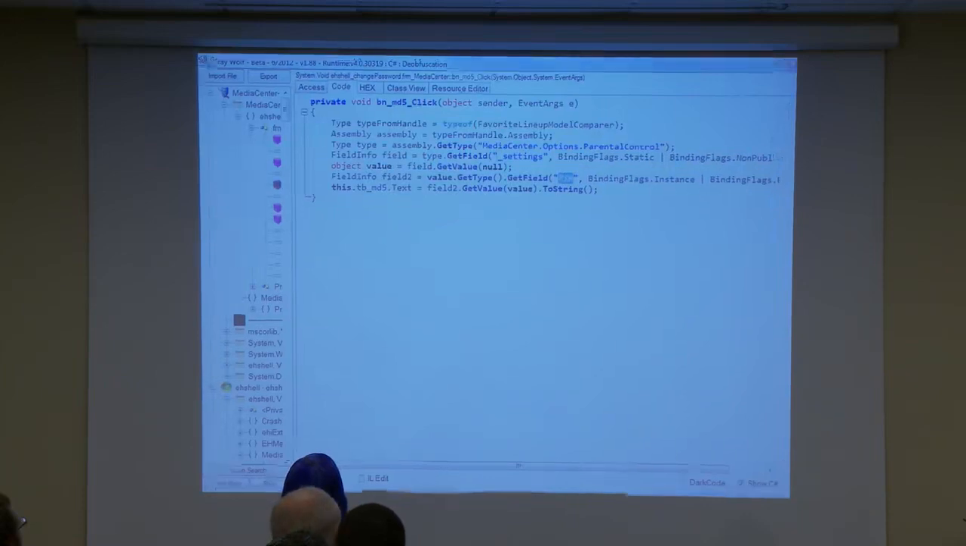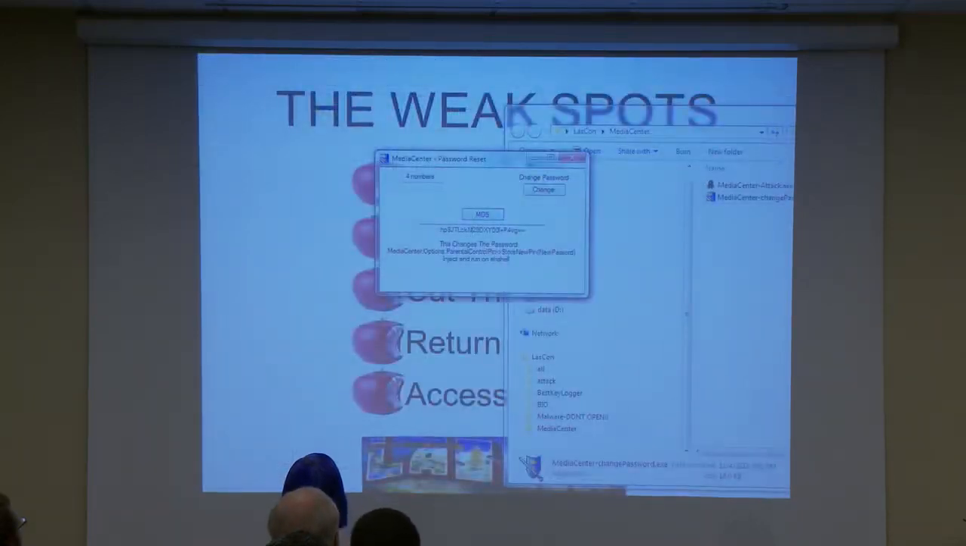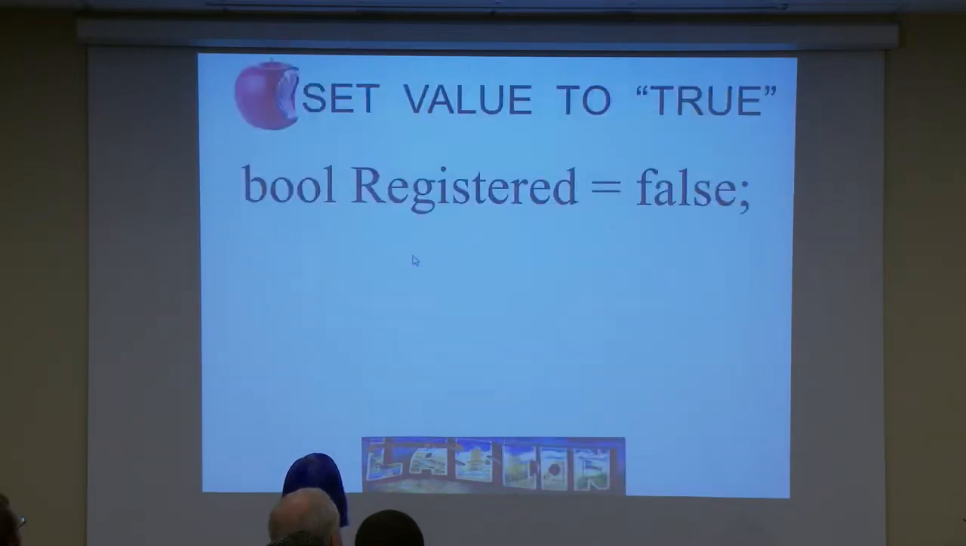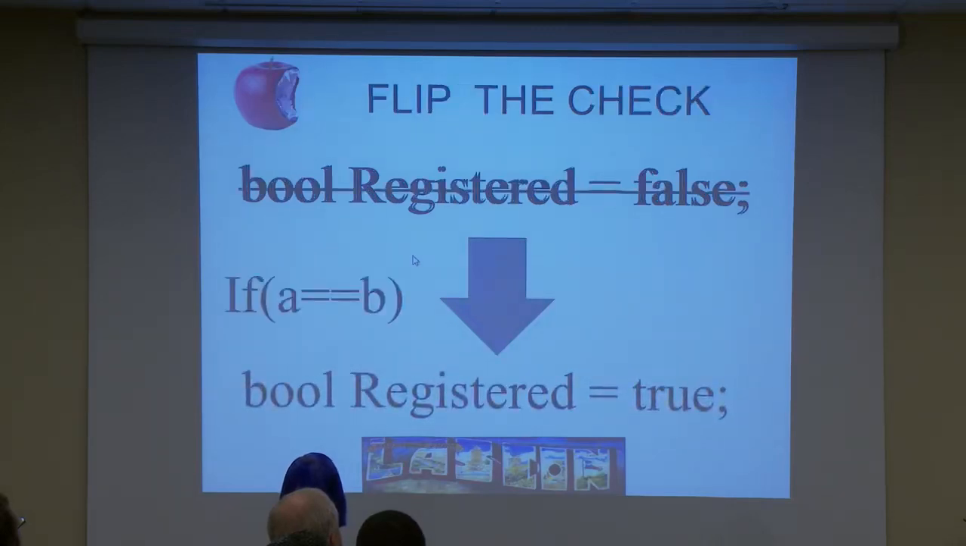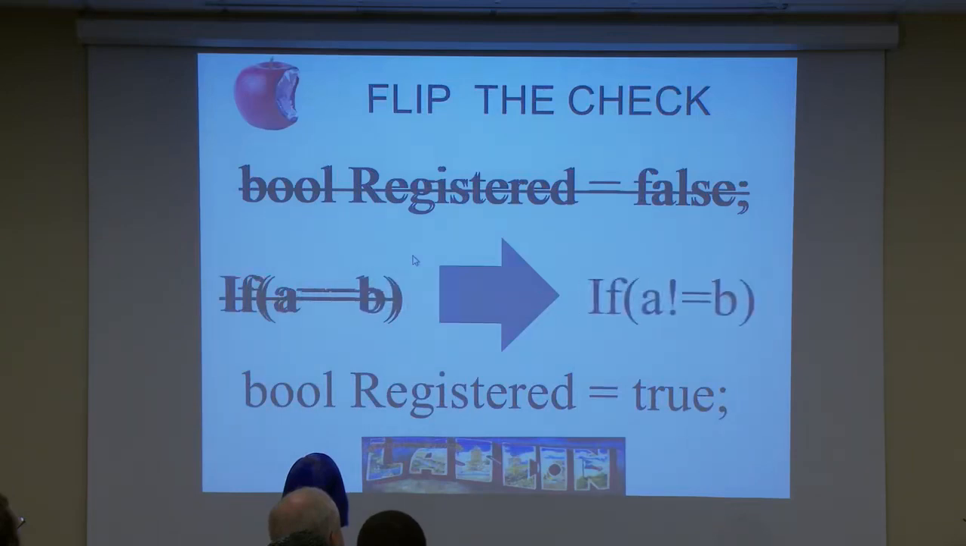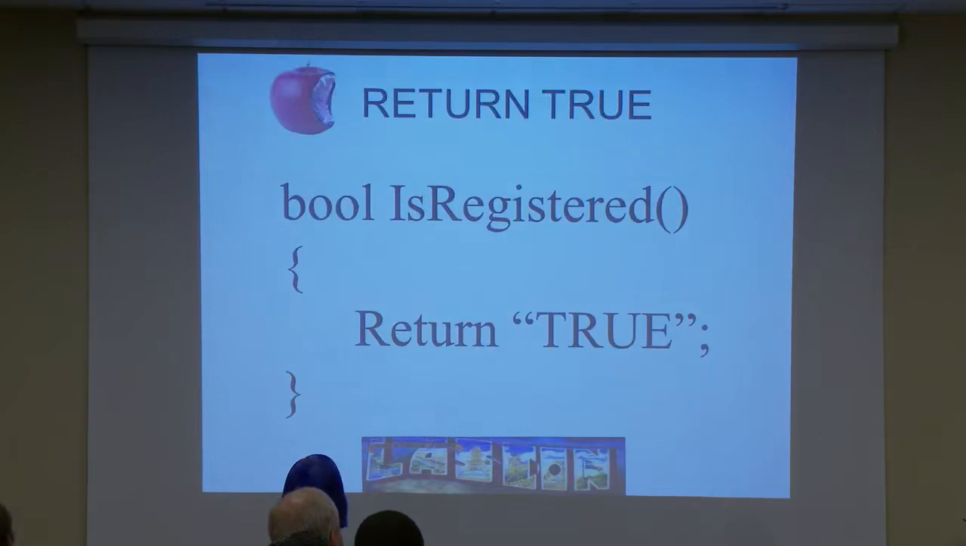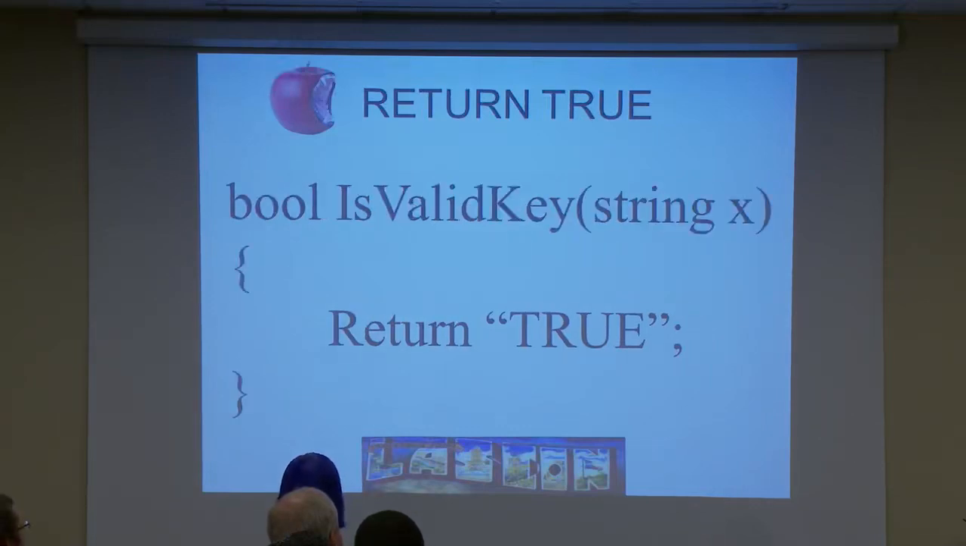This is that MD5 return that's right here. And I can change the password or access it. And you can see how I do it. And now you can see how putting a registered equals false can quickly become registered equals true. Or password validation, does A equal B? Well, now does A not equal B? And so you can quickly apply this to is registered and put return true at the top, is a valid key.